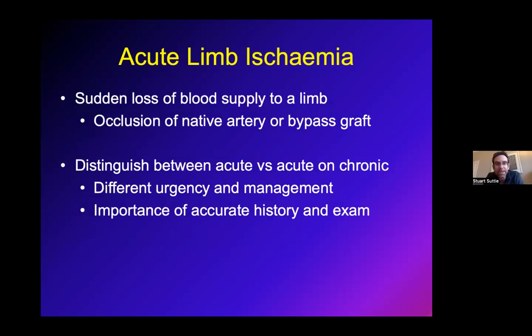So what is acute limb ischemia? It is a sudden loss of blood supply to the limb. Now that can be occlusion of a native artery, you block off your own arteries, or there's a blocked bypass graft or stent graft. And what is key is to distinguish, I'll keep laboring this point, between acute and acute on chronic limb ischemia, because they have different urgencies, completely different management, and it all comes down to history and examination to help you distinguish between the two.